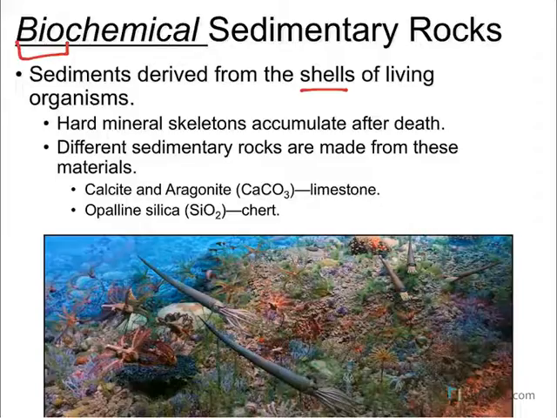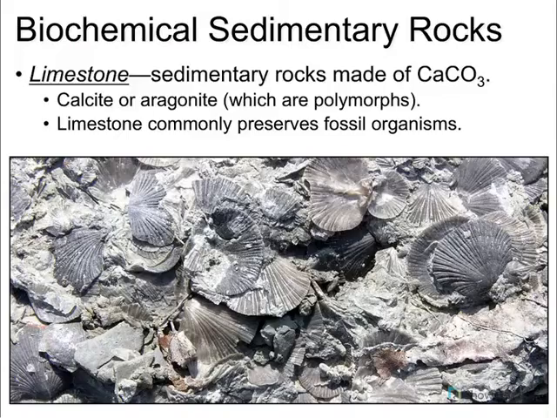Most of the shells of these organisms are going to be made up of either calcite and aragonite, which calcite you should recognize. That was a mineral we looked at on the Mohs hardness scale. Or silica, basically microcrystalline quartz, as you can see here, SiO2. So let's take a look at each of these.